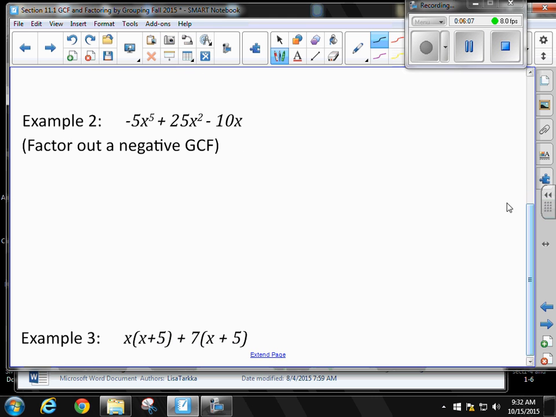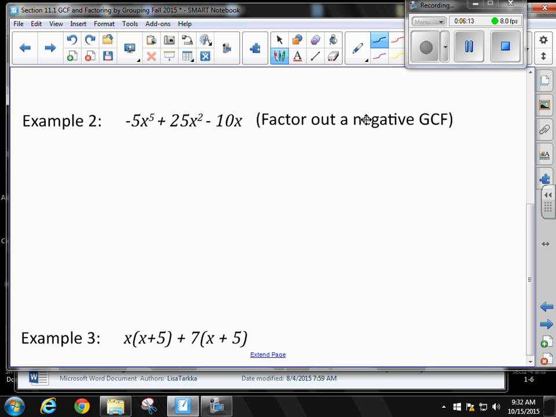Example number 2 asks us to factor out a negative greatest common factor. I'm going to move this over. And then when I factor, I want to think about taking out a negative. I notice 5, 25, and 10 all have a common factor of 5. So I'm going to start by breaking this down as negative 5. And then plus 25 is negative 5 times negative 5. And minus 10 can be written as negative 5 times a positive 2.